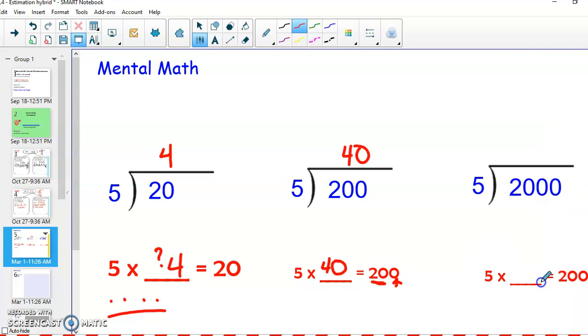5 times what number gives me 2,000? There should be another 0 there. And so I know that 5 times 4 is 20, so there's that 20, but I have 2 more zeros. So if I put those 2 zeros back on the end here, 5 times 400 would equal 2,000. So here I know 5 goes into 20 4 times, and I have to bring up my 2 zeros, 400.